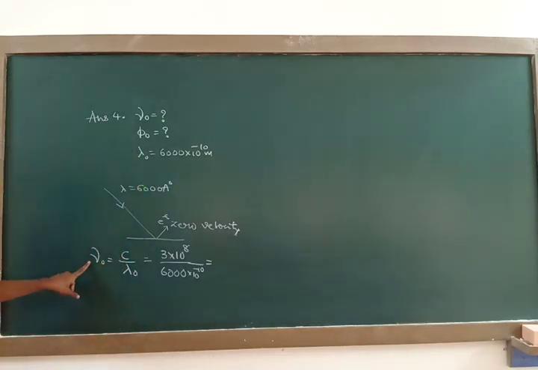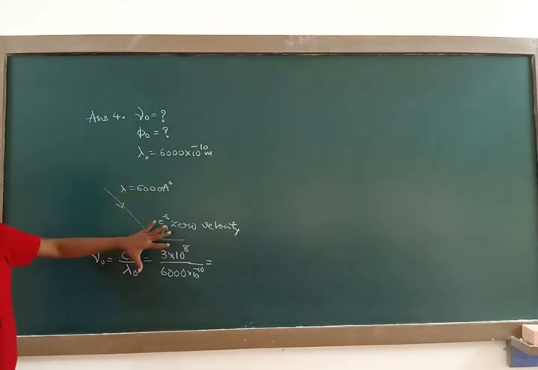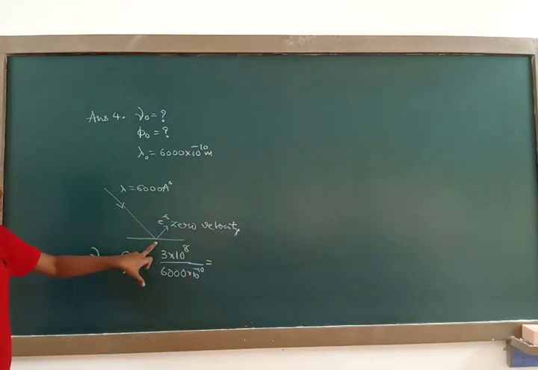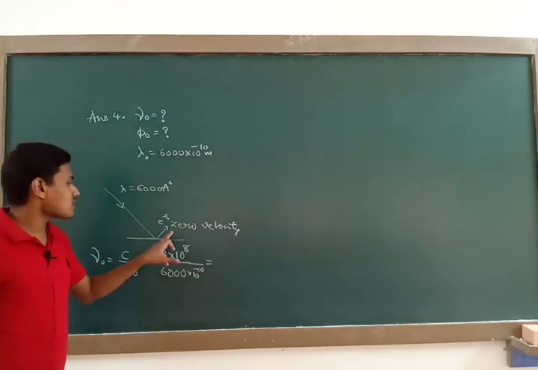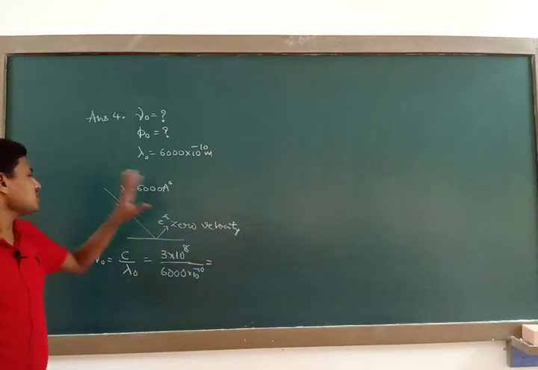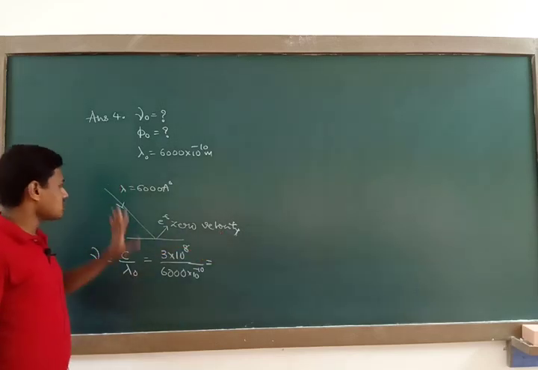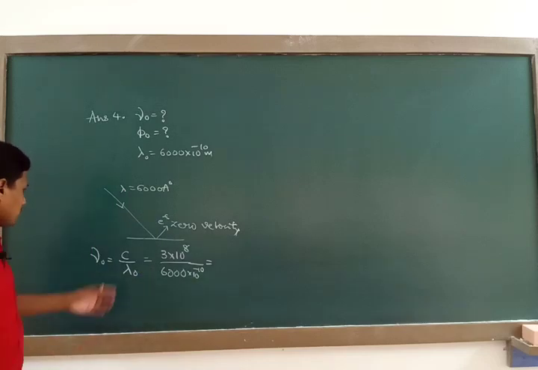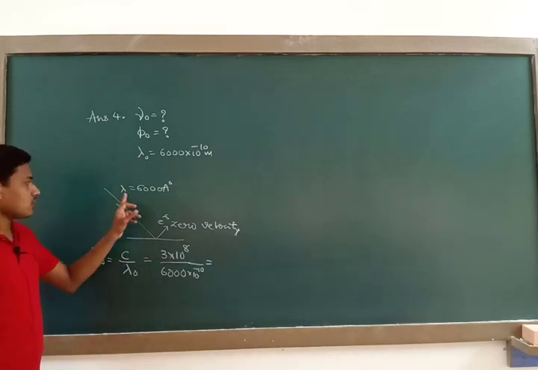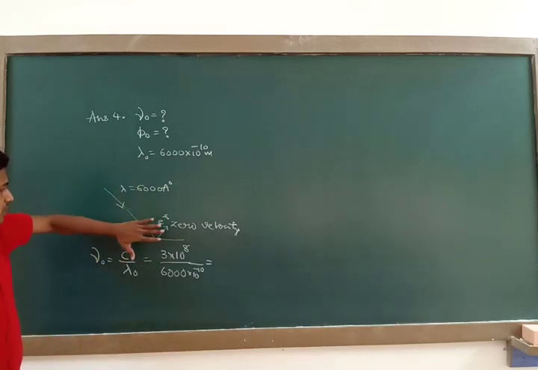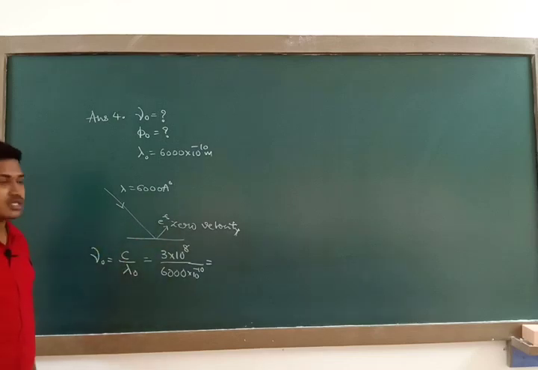So why do we have to use this relation? Radiation of a given wavelength is incident on this metal, and the electrons are ejected with zero velocity. This is the minimum condition, not minimum wavelength here. It is the minimum condition for this metal for the ejection of electrons.